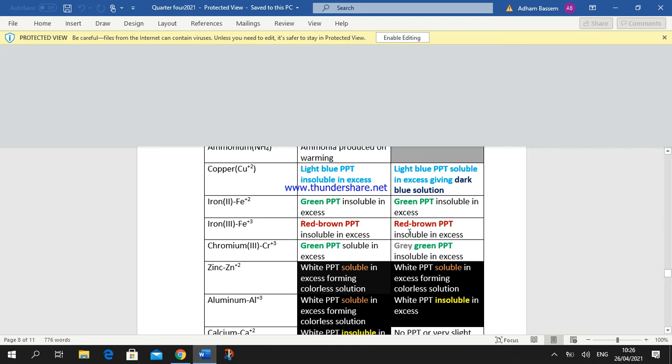The last cation, chromium cation. Chromium cation gives a green precipitate with sodium hydroxide, but it differs from the ferrous cation. In the case of chromium, by adding excess aqueous sodium hydroxide, it is soluble in the excess. And by adding ammonium hydroxide or ammonia solution to the chromium cation, a green precipitate is produced that is soluble in excess.